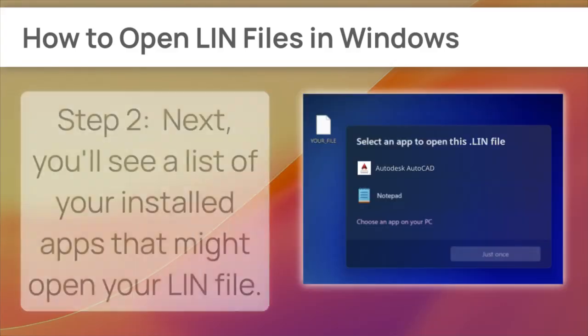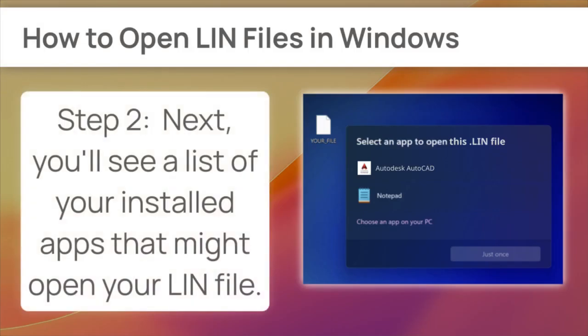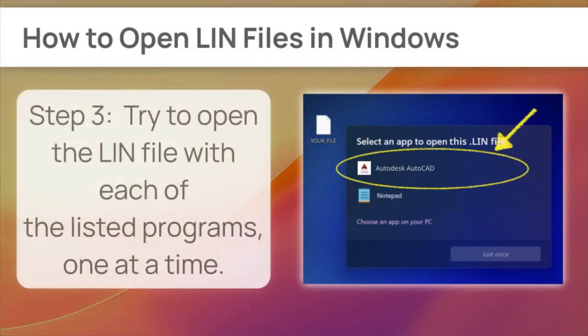Right-click your LIN file and choose Open With. If Autodesk AutoCAD is there, test it now. If not, choose another application. Keep going until the LIN file opens.